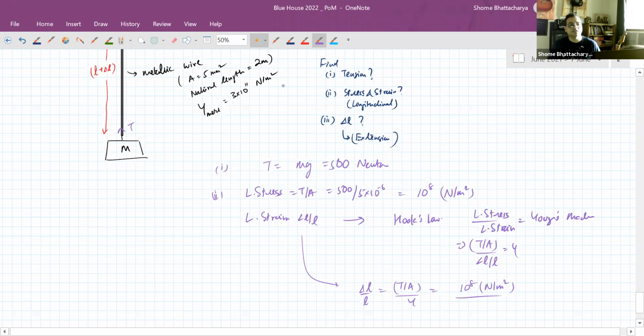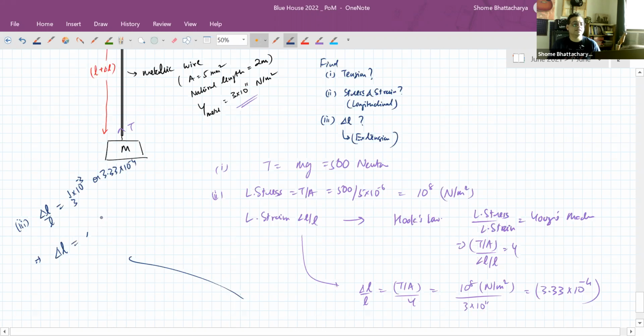And the Young's modulus is the property of the metal which is given to us: 3 into 10 raised to the power 11. So you can see 1 by 3 into 10 raised to the power minus 3, or we can write that as 3.33 into 10 raised to the power minus 4. So that is the strain. Now, once we got the strain, from this we can calculate the extension. Delta L by L is equal to 3.33 into 10 raised to the power minus 4. So what is the extension?